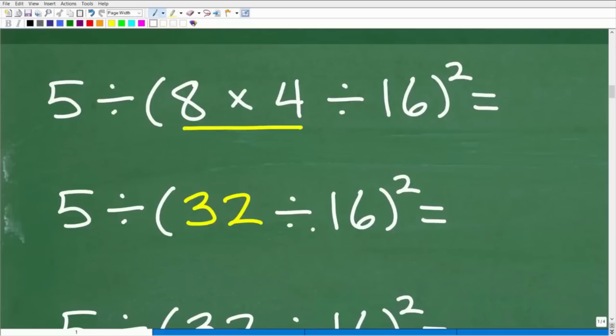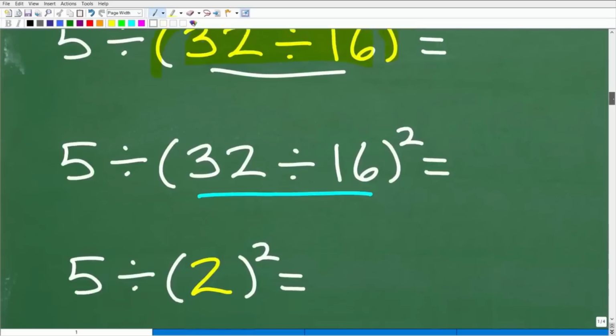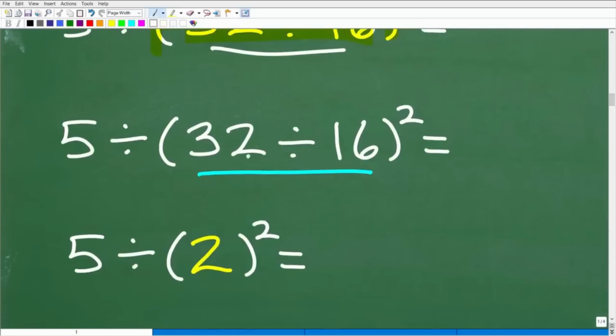So now we have 32 divided by 16 squared. All right, but we're not done with the parentheses, right? There's still stuff to do inside the parentheses. So pretty clearly, we have to take care of 32 divided by 16, which of course is going to be 2. Right? 32 divided by 16 is 2. So this is where we're at right now. So we have 5 divided by 2 squared. Now, we still have our parentheses, but there's nothing else to do inside the parentheses.